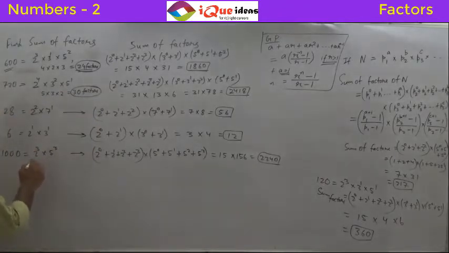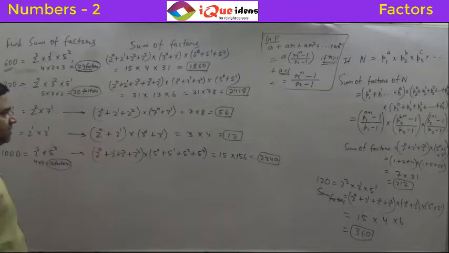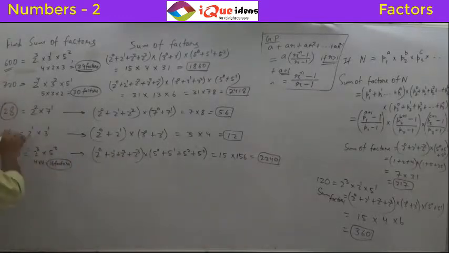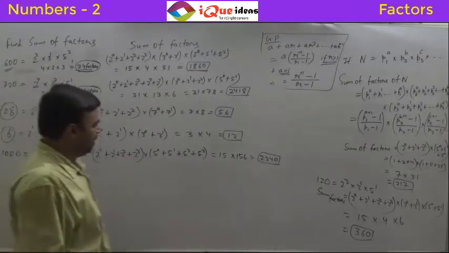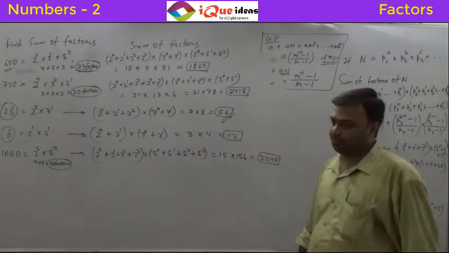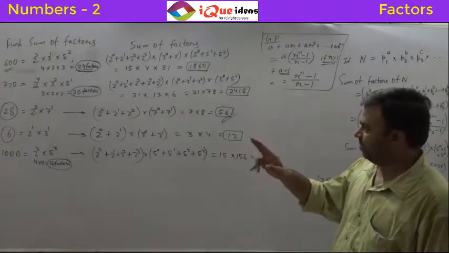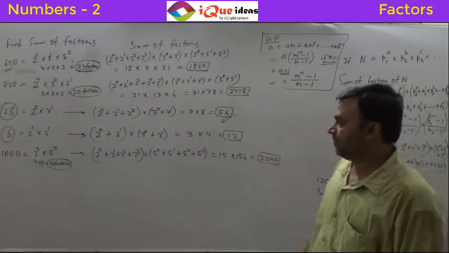That means, 4 into 4, 16 factors of 1000. If we add them, the total sum will be 2340. Yeah, so this is how we can find the sum of factors. Now see, look at 28, 6. For them, the sum of factors is exactly twice the given number. 28, 56, 6, 12.